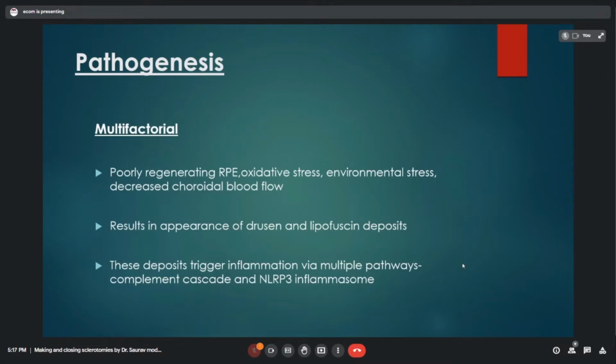Multifactorial causes can be there: poorly regenerating RPE, oxidative stress, environmental stress, decreased choroidal blood flow. They result in the appearance of drusen and lipofuscin deposits, and these deposits trigger inflammation via multiple pathways. The most important pathway is the complement cascade, and in that also the alternative pathway is the most important, as well as NLRP3 inflammasomes, which are involved in RPE destruction.